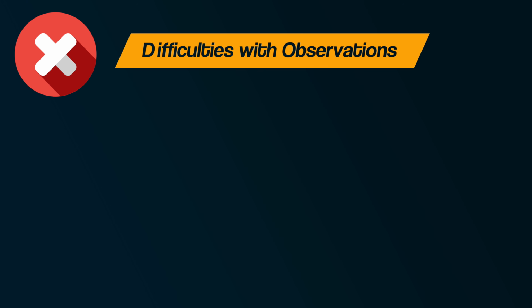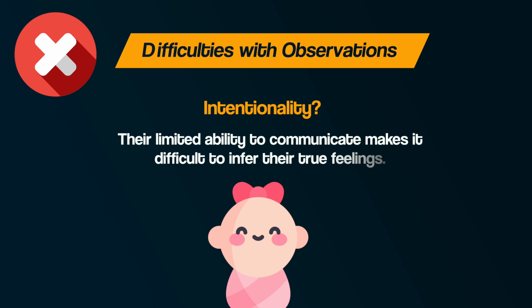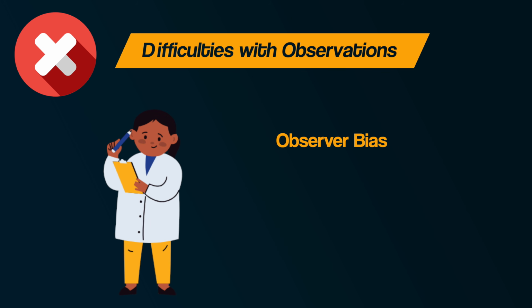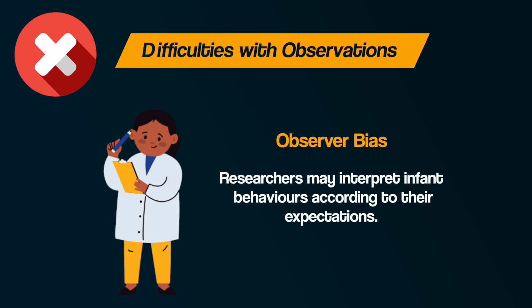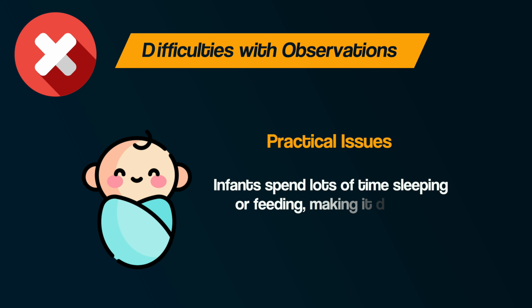Studying caregiver-infant interactions presents several challenges, such as determining the infant's intentions, as their limited ability to communicate makes it difficult to infer their true feelings. There is also the risk of observer bias, where researchers may interpret infant behaviours according to their expectations, which can affect the validity of the findings. Additionally, practical issues arise as infants spend much of their time sleeping or feeding, making it difficult to observe them consistently and limiting the length of observations.